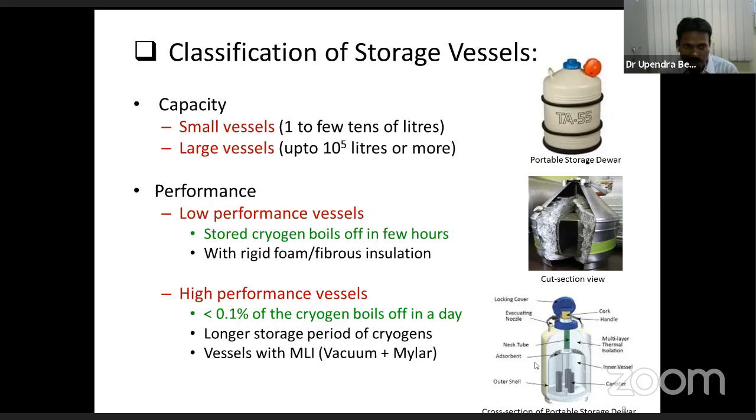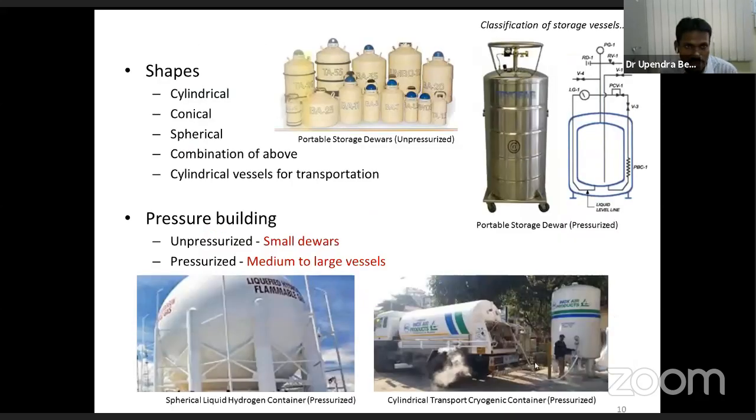And depending on capacity and performance, I have already told. Let us see the other categories, how we classify these containers. Based on shapes, there are different types of cylinders, like cylindrical cylinders, or conical cylinders, cylinders with some cone arrangement on the top especially. Then spherical shapes for very large quantity of cryogen storage, and sometimes a combination of both, like cylindrical with a conical is available. Then a combination of cylindrical, conical, or spherical.